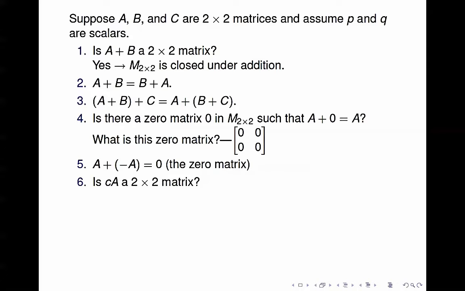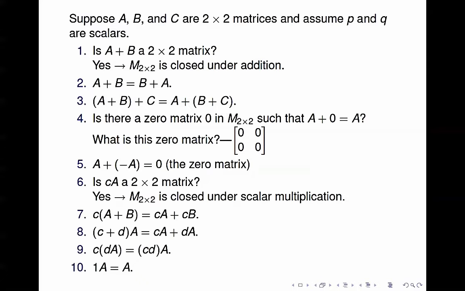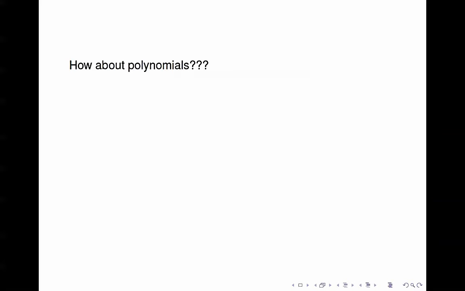Number 6 is M sub 2 by 2 closed under scalar multiplication? So if you take any 2 by 2 matrix and multiply it by a scalar, do you get another 2 by 2 matrix? And of course you do. So it's closed under scalar multiplication. And then these final 4 properties fall straight out from what we know about matrices. So M sub 2 by 2 is indeed a vector space.